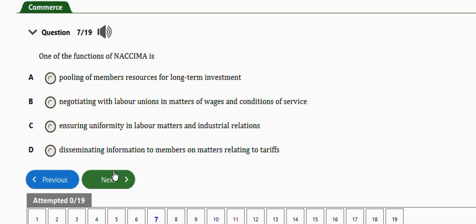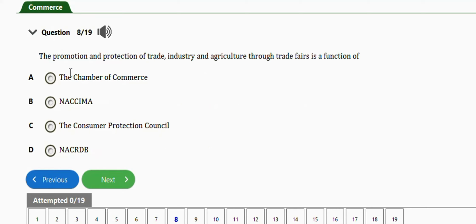Next question. One of the functions of this association is pooling of members' resources for long-term investment, negotiating with labor unions in matters of wages and conditions of service, ensuring uniformity in labor matters and industrial relations, disseminating information to members on matters relating to tariff. The right answer is option D. Alright, very important. Next question. The promotion and protection of trade, industry and agriculture through trade fairs, the function of the Chamber of Commerce. Option A.